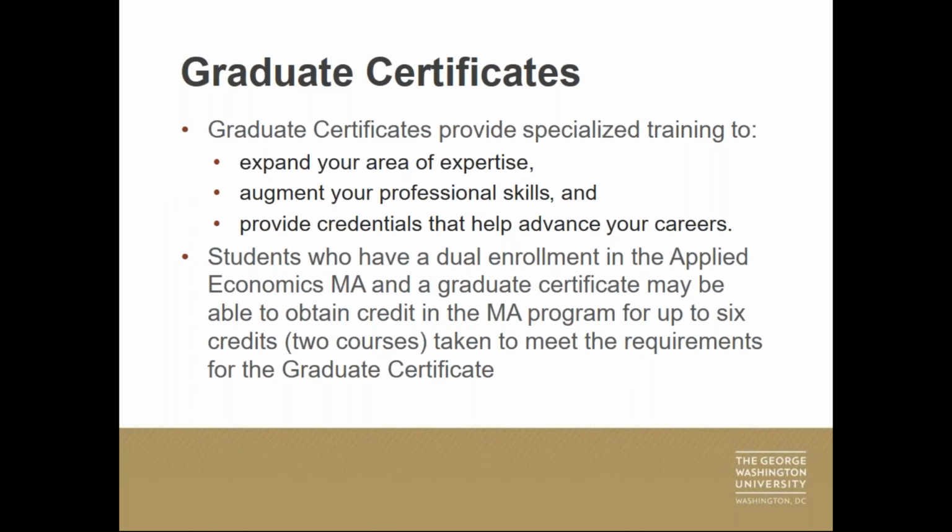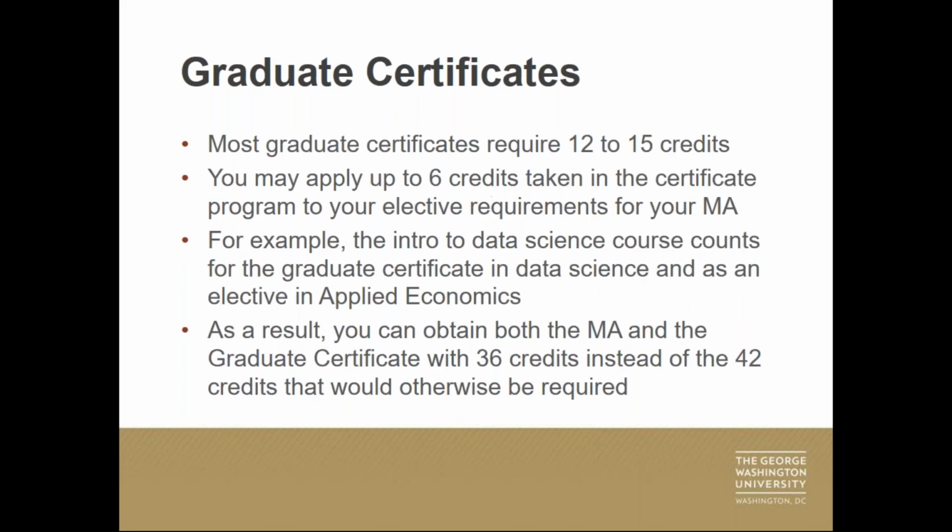Students who have a dual enrollment in the Applied Economics Master's Program and a graduate certificate may be able to obtain credit in the MA program for up to 6 credits or 2 courses taken to meet the requirements for the graduate certificate. And that's a very nice thing because most graduate certificates require 12 to 15 credits, and you may double count up to 6 of them, which means that, for example, if you look at the bottom bullet point there, 2 of the data science courses count for the graduate certificate in data science and as an elective in applied econ.